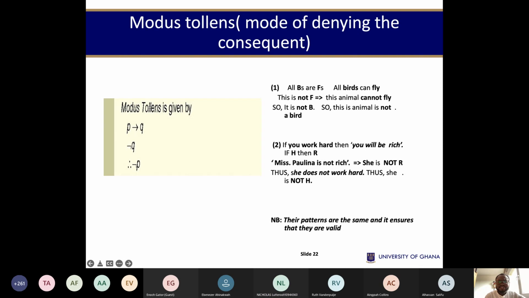All right. So the next thing I want to talk about is what we call modus tollens. Like I said, this is also the mode of denying the consequence. If we are going to deny the consequence, and we assume, look at the image beside it, that our conditional statements are written as P to Q, and we are denying.